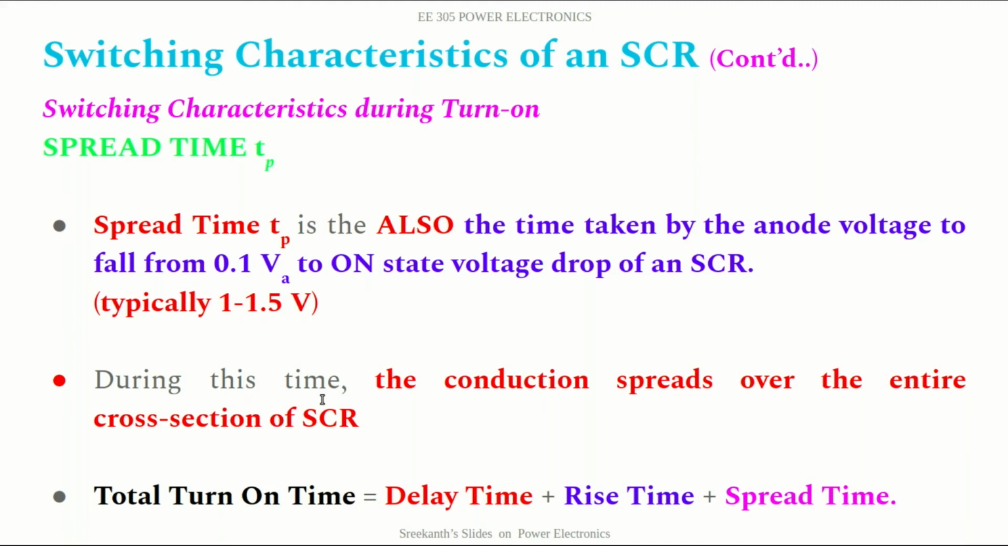During this time, the conduction spreads over the entire cross section of SCR. Now, this is when the current starts to spread across the complete SCR, and the total turn-on time is delay time plus rise time plus spread time.